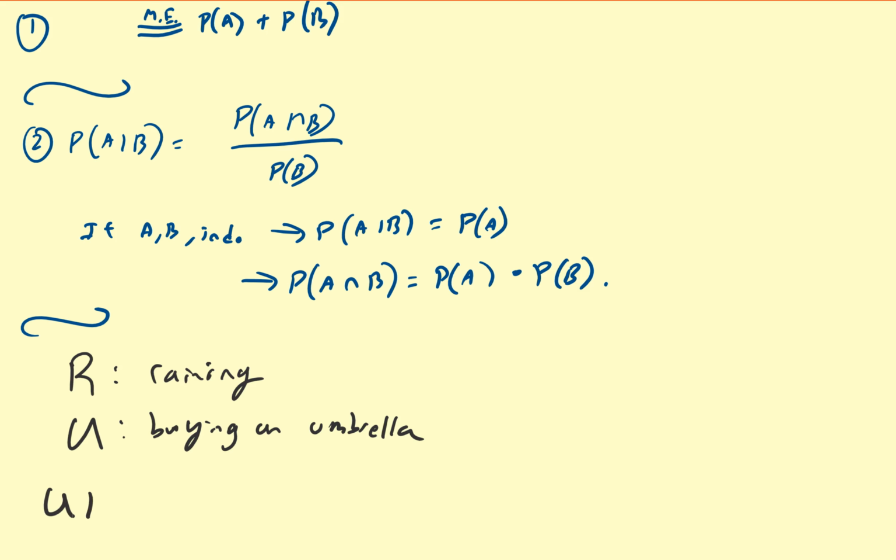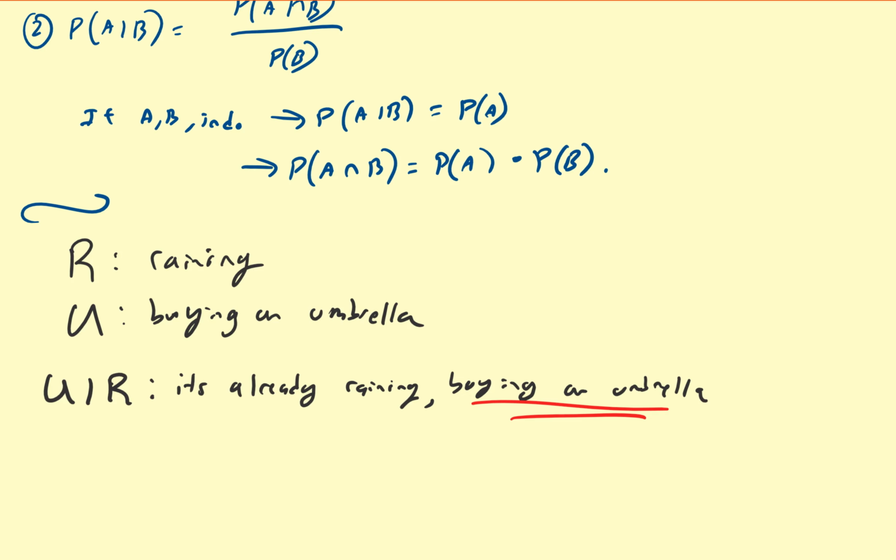So what is U given R? This is the probability of buying an umbrella, assuming that it is raining. So it's already raining. What is the probability of buying an umbrella? Buying an umbrella is the event of interest, the event that is about to happen. This would be an event that a business would be interested in, right? Because it's raining outside, we're hoping that people come into our store to buy umbrellas.